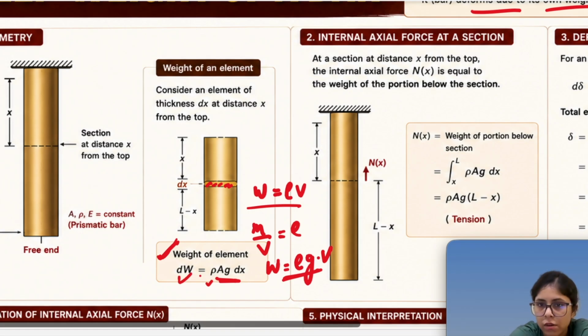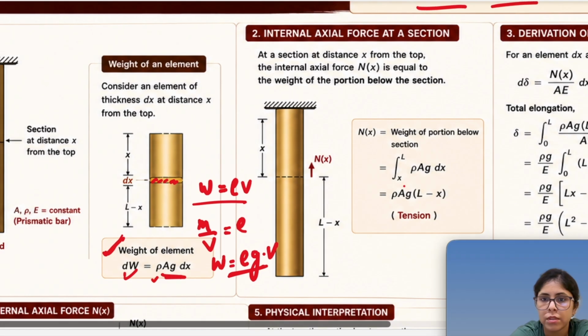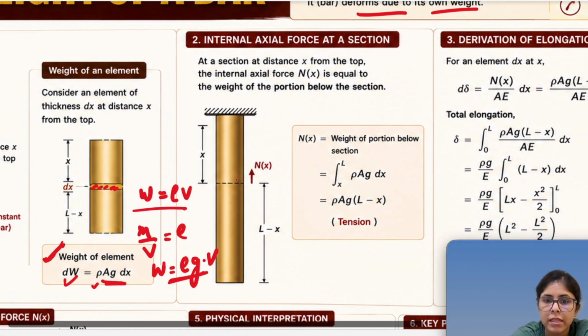Now I want to calculate the internal axial force at the section. If I cut the section, gravity is working in this direction, so the force you are assuming is in this direction. So Nx is nothing but the weight of the portion below that section. Below this section, that much is the reaction that is getting generated.